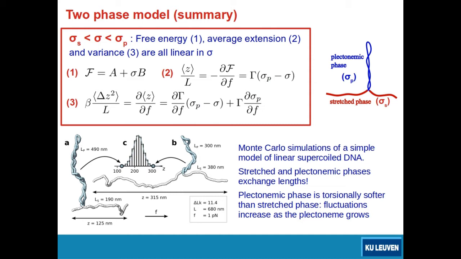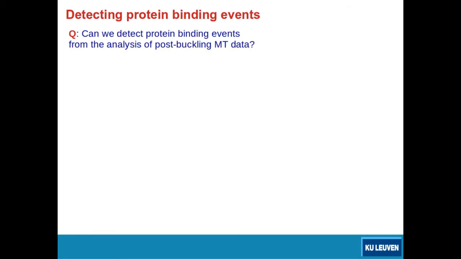More insights on the origin of fluctuations can be inferred from Monte Carlo simulations. We show here simulation data of the twistable worm-like chain model of DNA at fixed force and supercoiling density sigma or delta Lk. Figure C shows a histogram of values of Z from equilibrium sampling. Figures A and B are snapshots of extreme conformations with very small and very large Z respectively. Stretched and plectonemic phases exchange lengths, which leads to the fluctuations in Z. It is also possible to understand why the fluctuations increase when increasing sigma. We don't discuss this issue now.